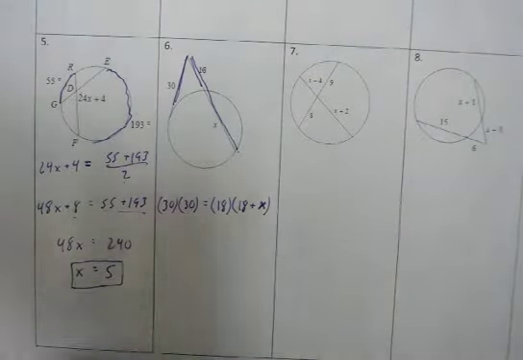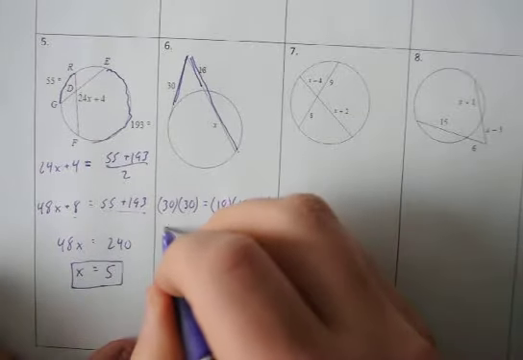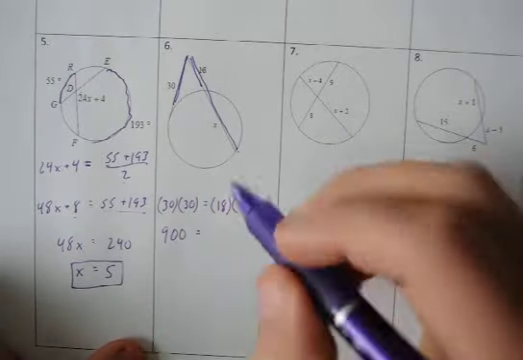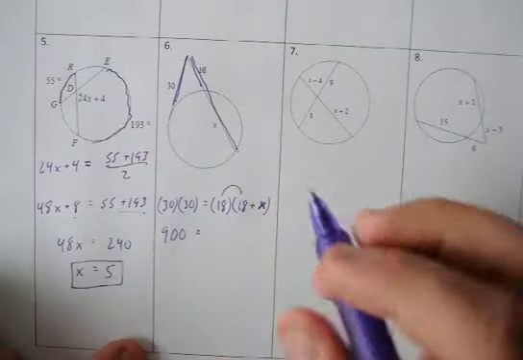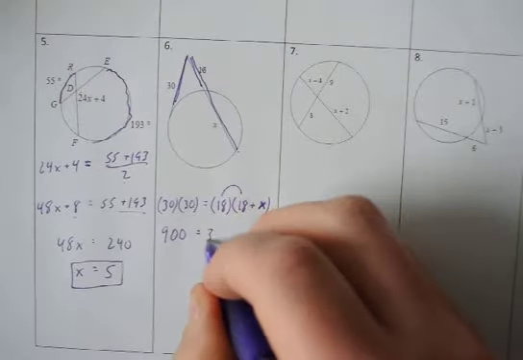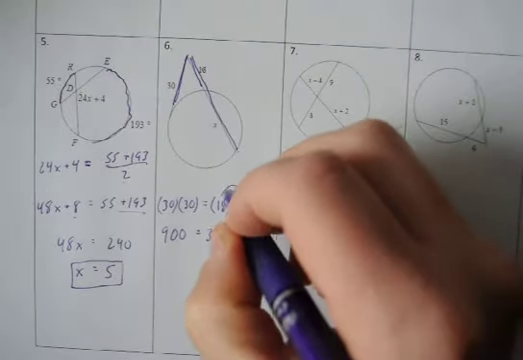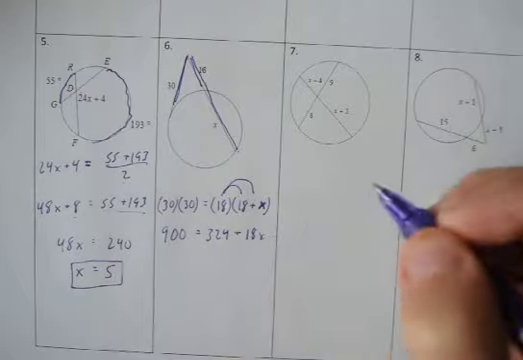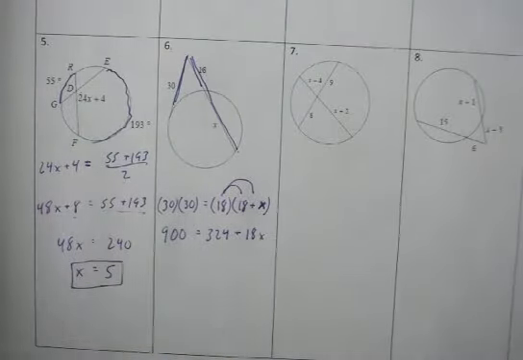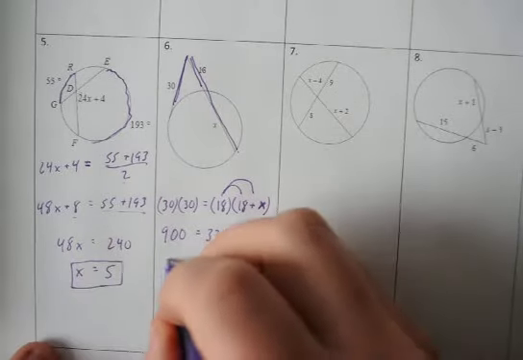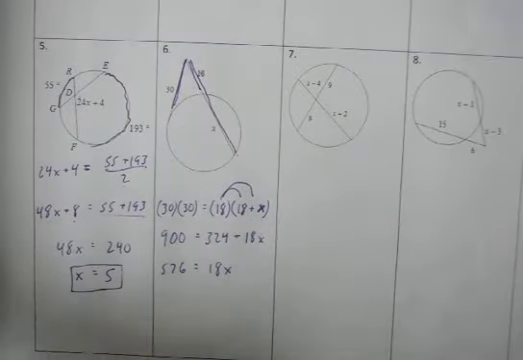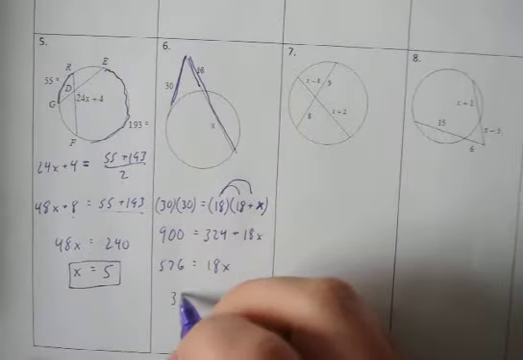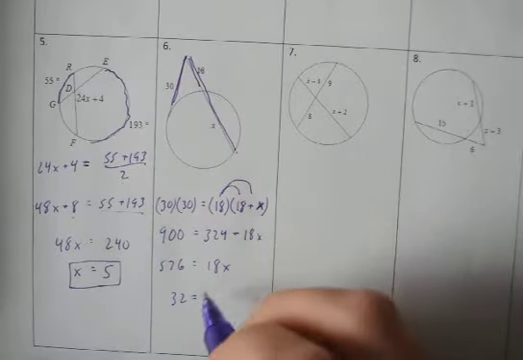Alright, so 30 times 30 is 900. Get 900 there. And then here we're going to distribute. So that's 18 times 18, which is 324. And then 18 times x. Subtract the 324 to get 576. And divide the 18 to get 32. Alright, still going.